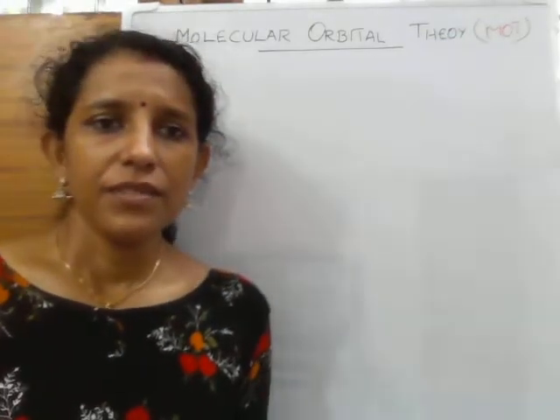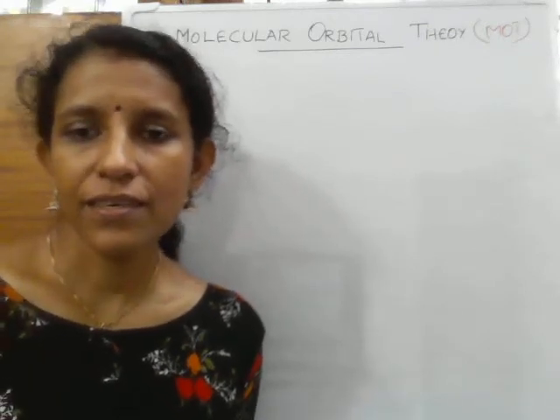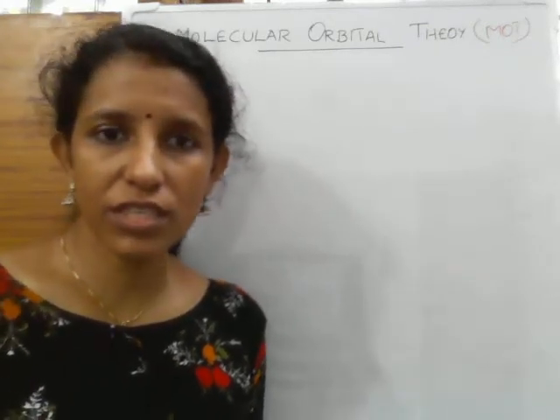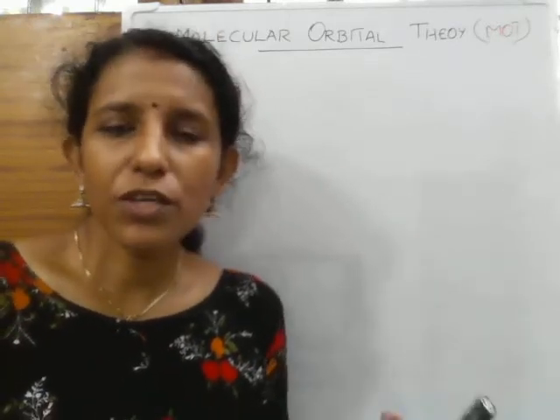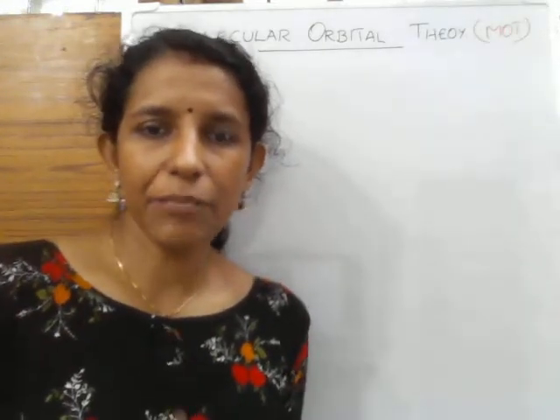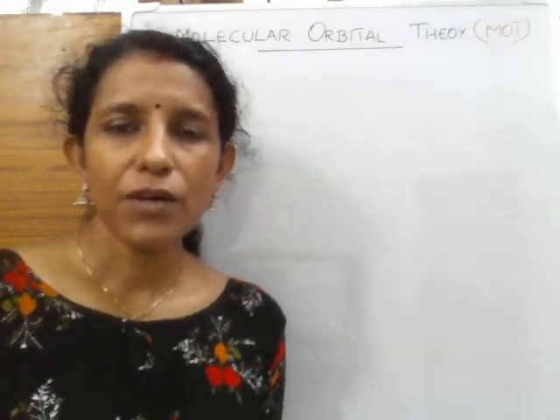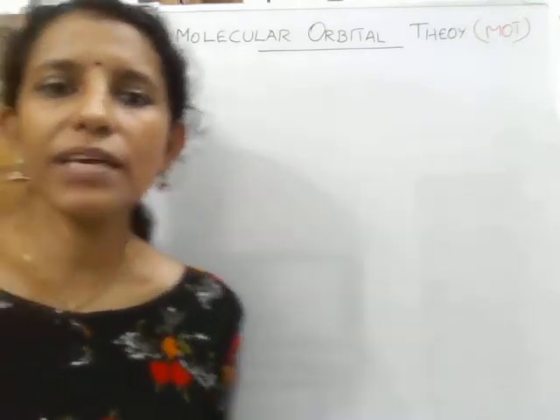Dear children, let's study about molecular orbital theory, MO theory or MOT. We studied valence bond theory. Valence bond theory talks about the atomic orbitals. Atomic orbitals present in the valence shell of atoms undergo overlapping, resulting in the formation of a covalent bond. MOT talks about molecular orbitals.